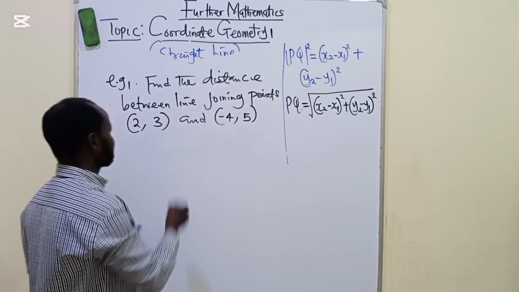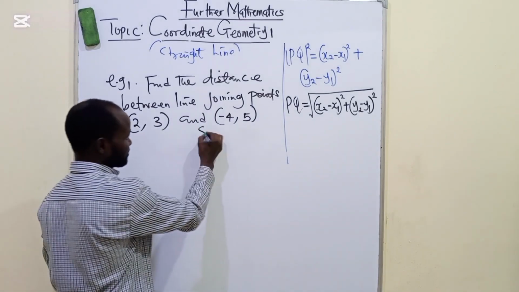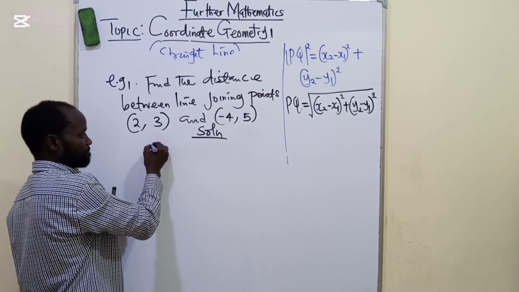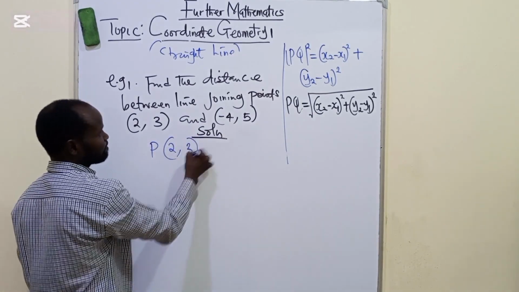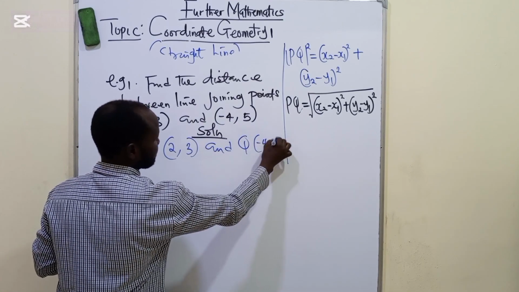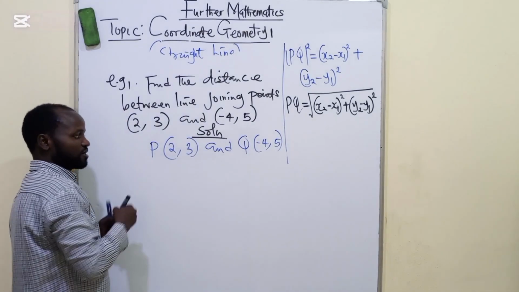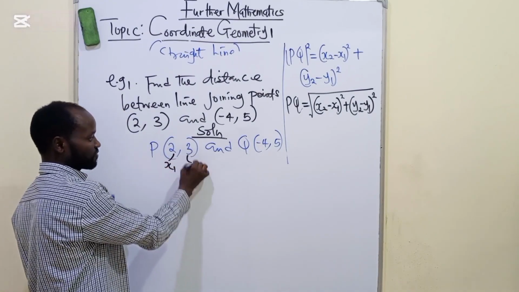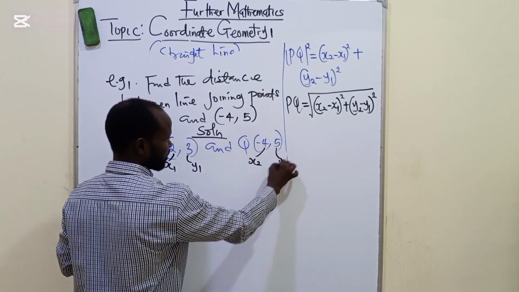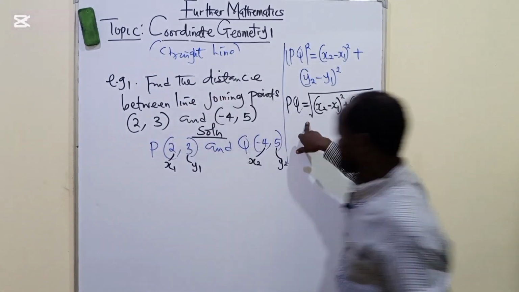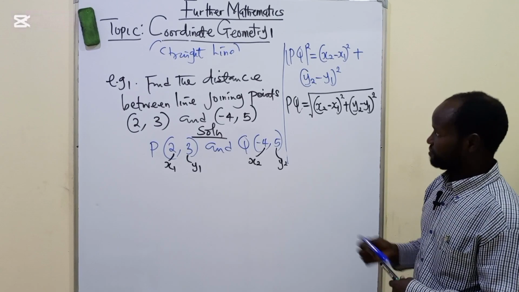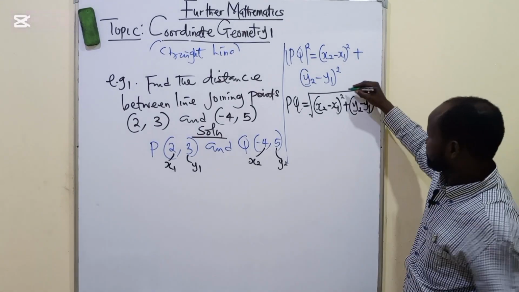Very important. First thing to do, let's write down the solution. Let me define this point as P. Point P will be 2, comma 3. And let this be Q, which is minus 4, comma 5. Very important. This is my x1 and this is my y1. This is my x2 and this is my y2. So let's use this formula now. This is the formula we have to use. We are asked to find the distance between P and Q. So let's substitute, using this formula.